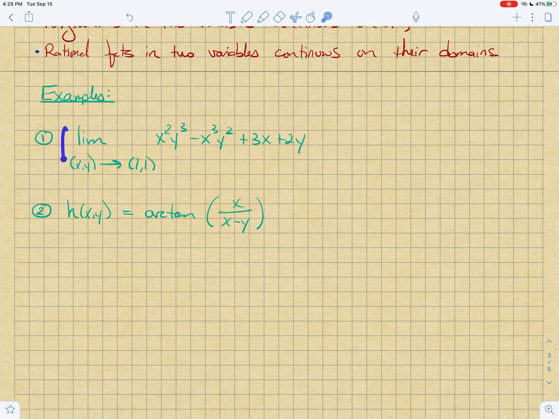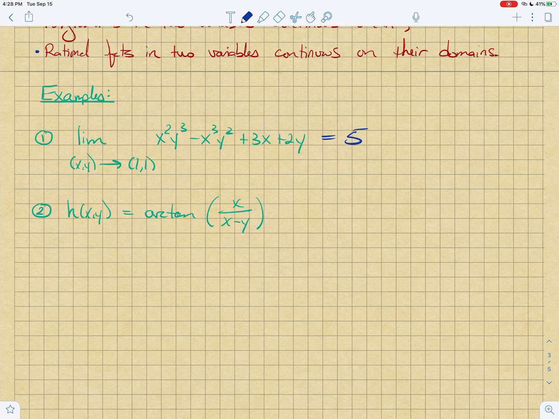Here's a limit that we might be asked to evaluate. And we just look at the function and we recognize, oh look, that's a polynomial in two variables. Polynomials are continuous everywhere. They're certainly continuous at the point (1, 1). And so I can just plug in. When I want to compute this limit, I can just say, well, this is going to be what? 1 minus 1 plus 3 plus 2. This is just 5. Done.